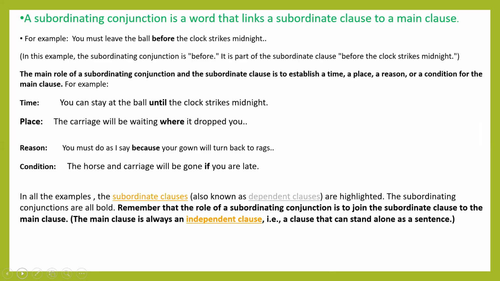So in this case, you can stay at the ball, main clause. The carriage will be waiting, main clause. You must do as I say, main clause. The horse and carriage will be gone, main clause. Until the clock strikes midnight is a subordinate clause, a dependent clause. Where it dropped you is a subordinate clause. So like this, until, where, because, if are subordinating conjunctions, which are linking the main clause with the dependent clause, the independent clause with the dependent clause.